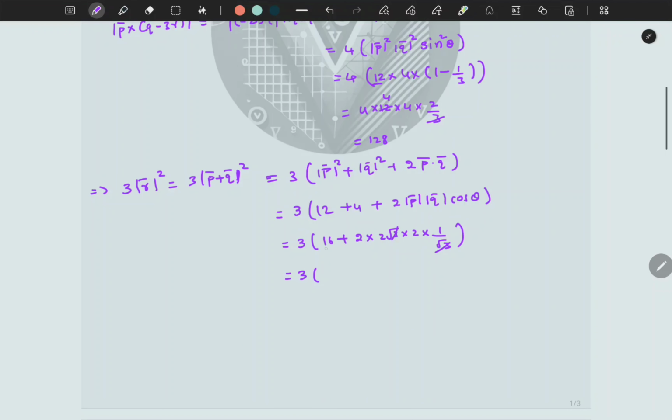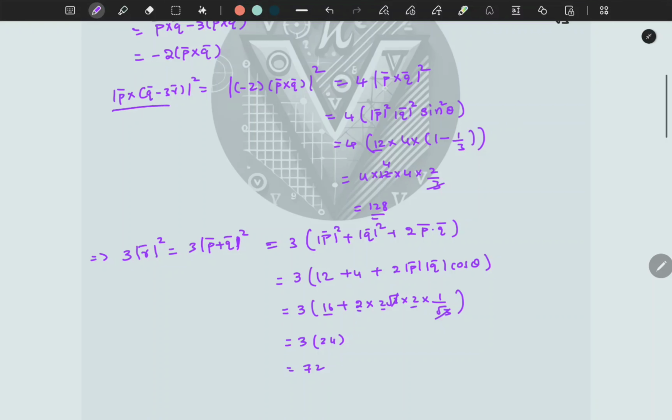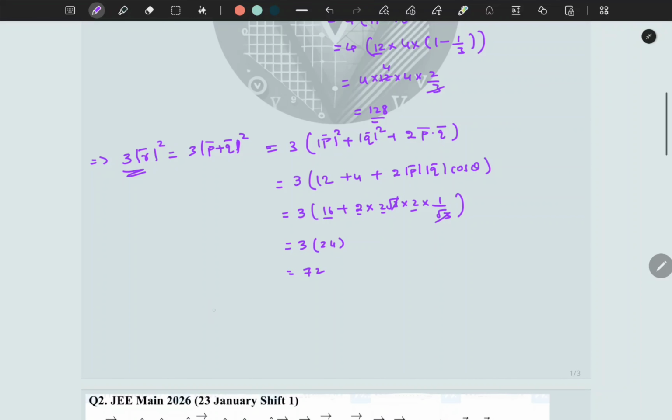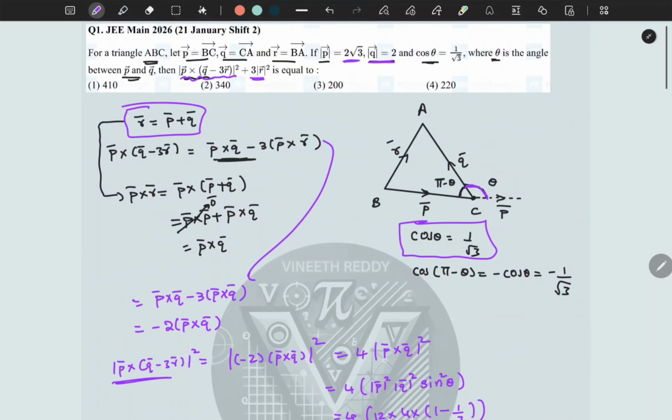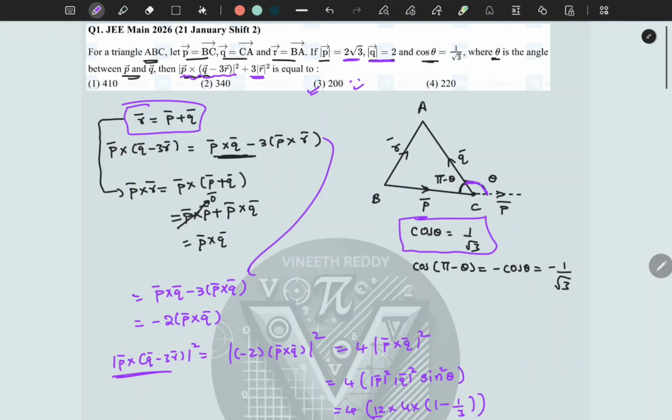So we have 3 times 16 plus 2 into 2 is 4, 4 into 2 is 8. So 16 plus 8, I think it is 24. 24 into 3 should be 72, right? So ultimately we want the addition of this plus this, so that should be 128 plus 72. 128 plus 72 should be 200. So 200 should be the answer. That's it. The first question is a little simple.